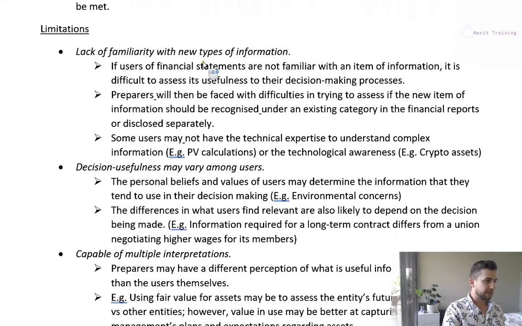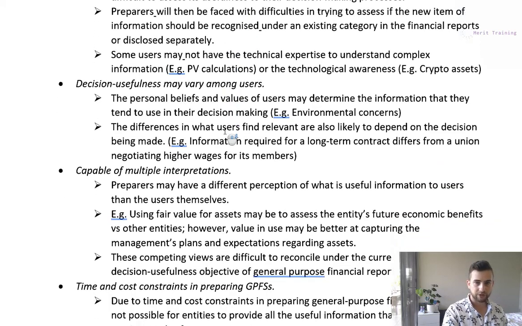But let's do a deep dive now. So some of the limitations of general purpose financial reporting. Lack of familiarity with new types of information. If users of financial statements are not familiar with an item of information, it's difficult to assess its usefulness to their decision-making process. Preparers will then be faced with difficulties in trying to assess if the new items or information should be recognized under an existing category in the financial reports or disclosed separately.